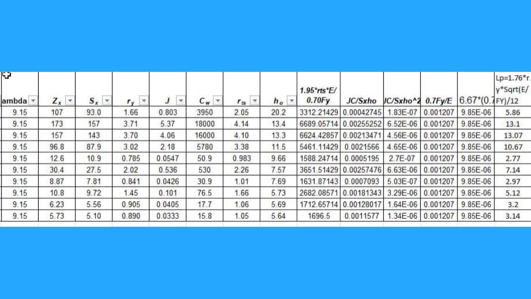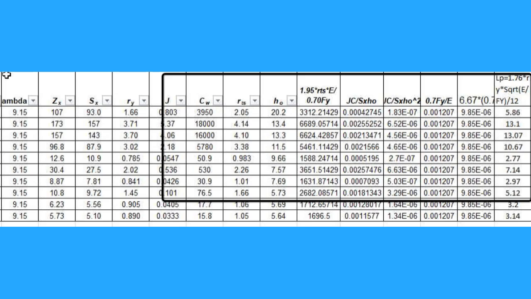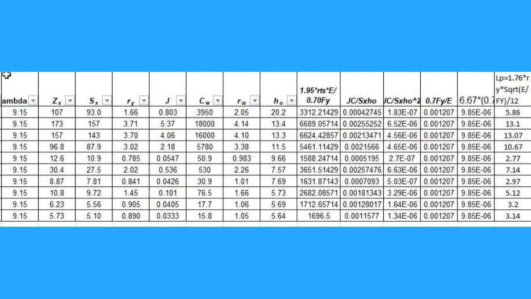In front of us is the table I have prepared, and I have extended it from ry. I have introduced J, Cw, and ho, and all other factors to estimate L sub B and L sub R, as we can see. And this is L sub B. Because the screen is small, I cannot extend it, but there is an item L sub R. Also, I have estimated the M nominal and the M sub R.